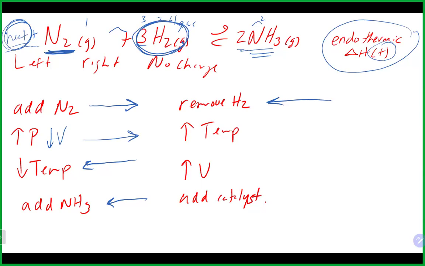Here we're going to increase the temperature. That would be like adding reactants, causing more reactants to react and go away from that side and make our products. Lastly, second to last, we have an increase in volume, which means we need more gas molecules, which in this case is to the left. And adding a catalyst will cause no change to occur. Any questions on Le Chatelier's principle or how to decide it?